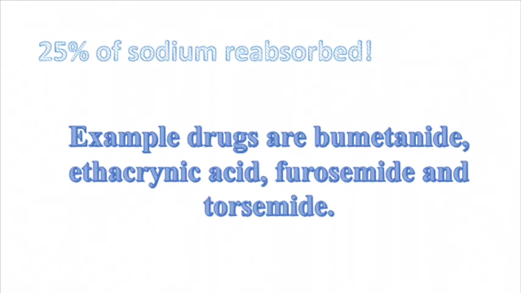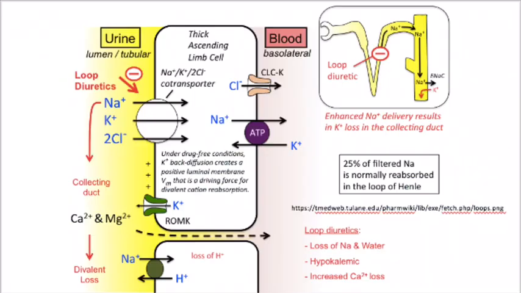Loop diuretics have the greatest diuretic effect because as much as 25% of sodium is reabsorbed in the ascending limb of the loop of Henle, and by this point, other parts of the nephron are not able to compensate for the increased levels of sodium. Example drugs are bumetanide, ethacrynic acid, furosemide, and torsemide. Loop diuretics inhibit the activity of the sodium-potassium-2-chloride cotransporter, located in the cells that line the thick ascending limb of the loop of Henle.